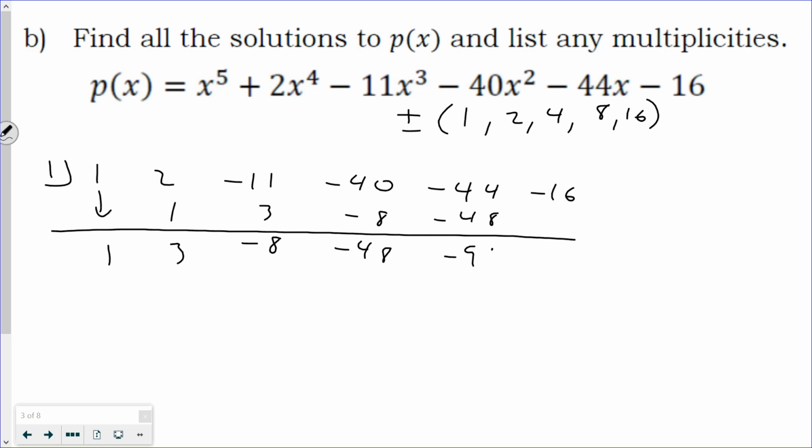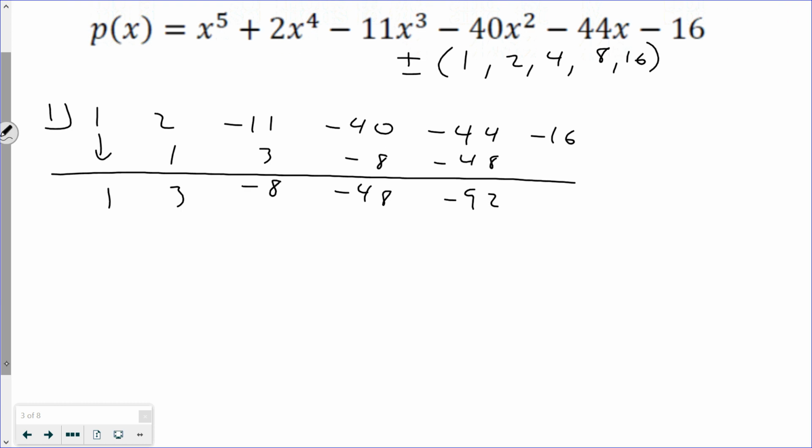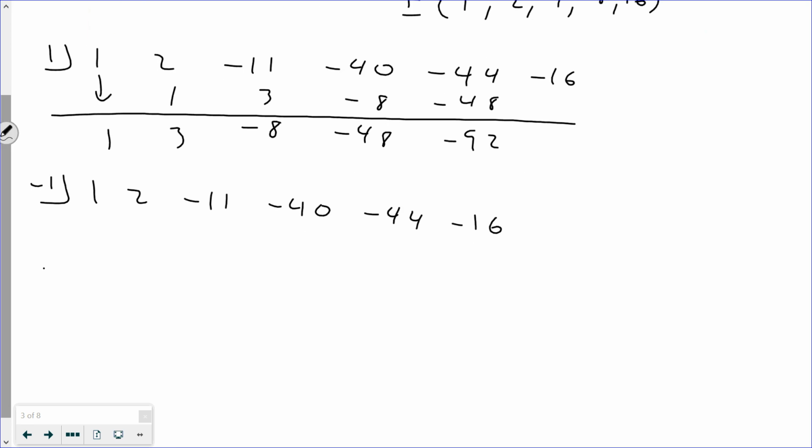And you end up getting whatever that is, it's not going to be a remainder of 0. So you can stop. We can cross out the 1 and go on to the next number. So we can go on to -1 and see if that works. The coefficients are 1, 2, -11, -40, -44, and -16. So we'll try this out.